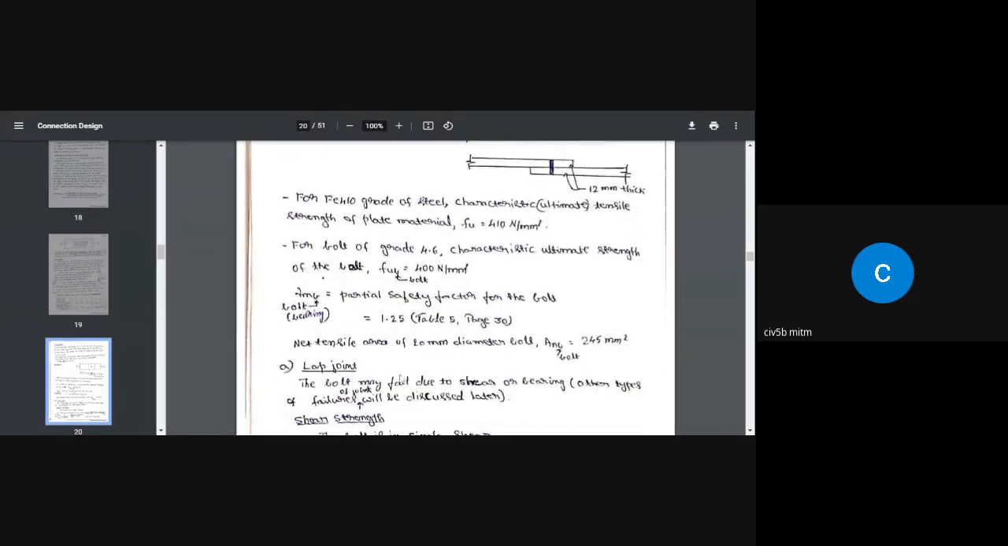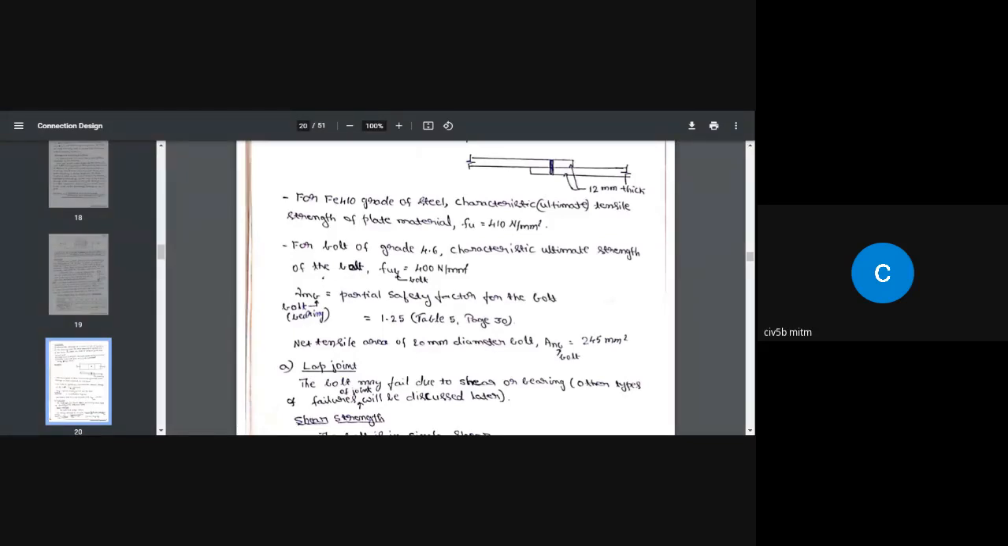Next comes the net tensile area of a 20 millimeter diameter bolt. A_nb, where n stands for net and b stands for bolt, is equal to 245 millimeters square. See, here for a 20 millimeter diameter bolt, the area of cross section is pi by 4 d square, with d equal to 20. That is going to be equal to 314 millimeter square, the area of cross section of a 20 millimeter diameter bolt.